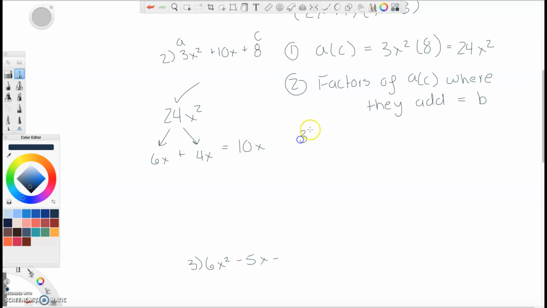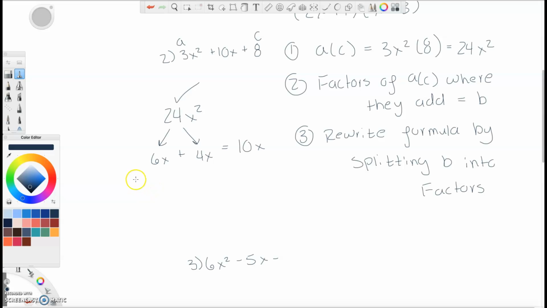Now step 3 is rewrite. We're going to rewrite our quadratic where we split b into its factors. So when we write this out, we're going to rewrite this as 3x squared.